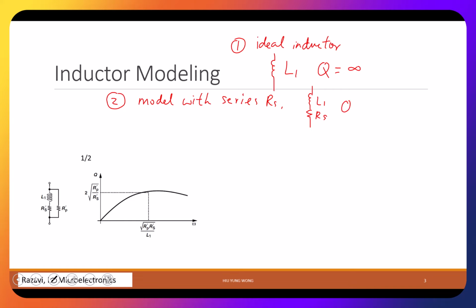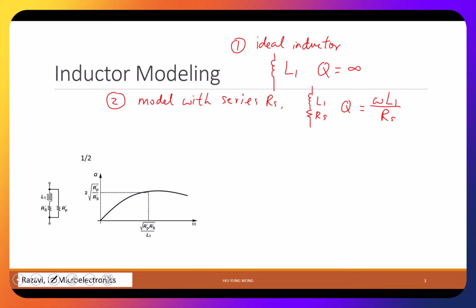The quality factor, not Q1, just Q, equals ωL1 divided by RS. That's how I memorize this equation. It has two components. One is the impedance due to the inductor, ωL1. Another is impedance due to RS. And for an ideal one, it means what? Very small RS. So it must be ωL divided by RS. That's how I memorize it.